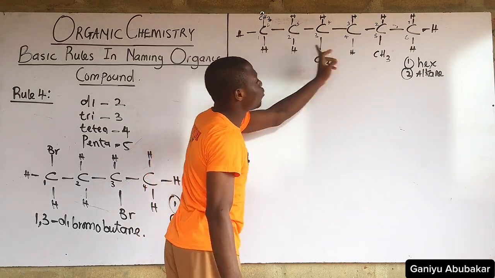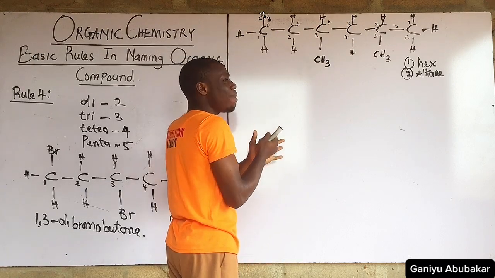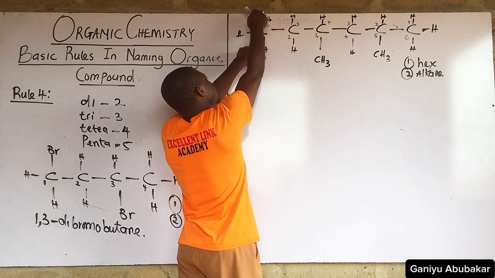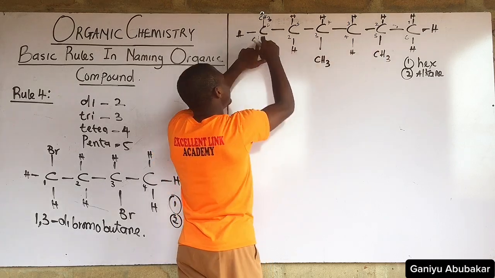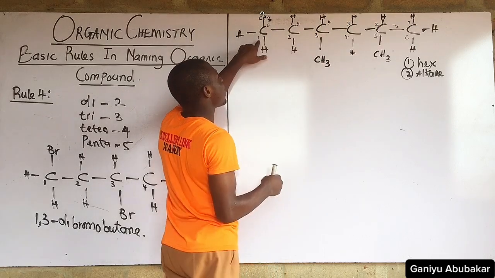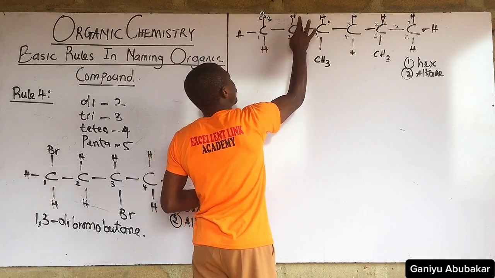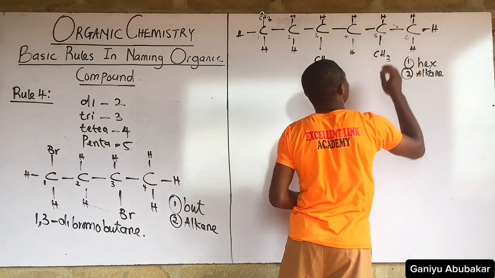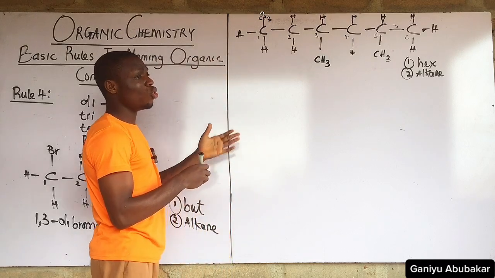In between upper numbering and lower numbering, which one has the least or lowest possible number to the substituent? That's my upper numbering. Of course, look at this CH3. This first one here is attached to carbon 1 using my upper numbering. This CH3 here is attached to carbon 6 using my lower numbering. In between 1 and 6, the least there is the 1. So I'll discard the lower numbering, right? So I'll go with upper numbering.